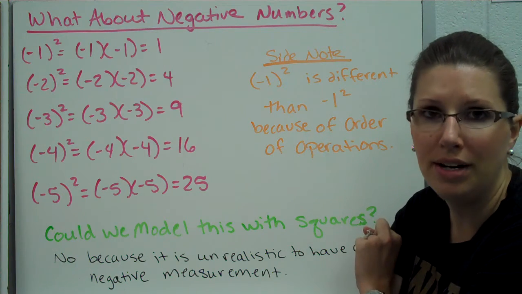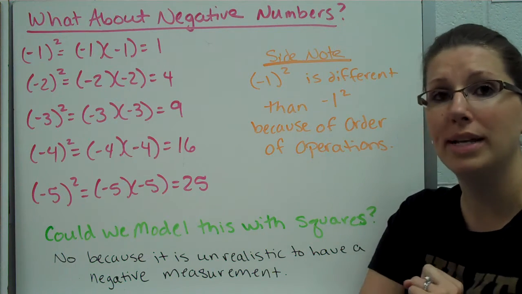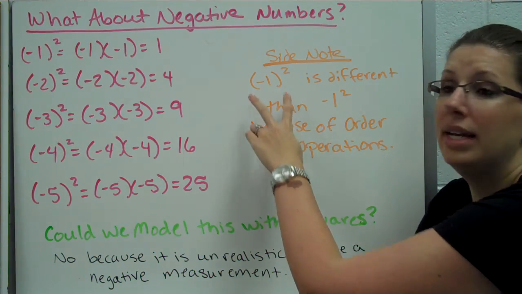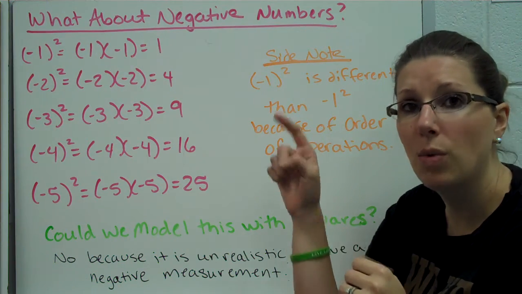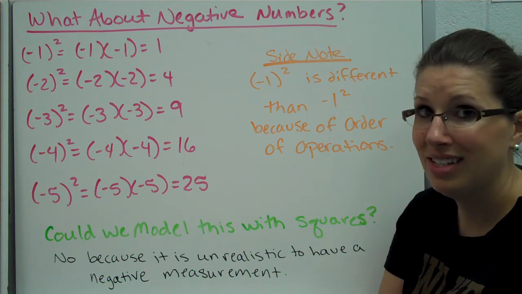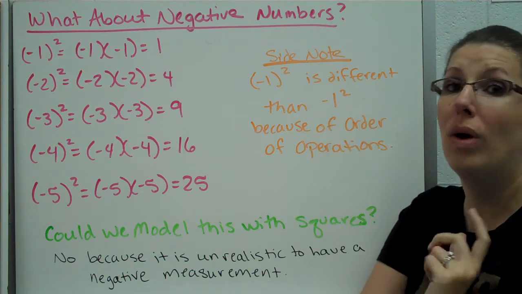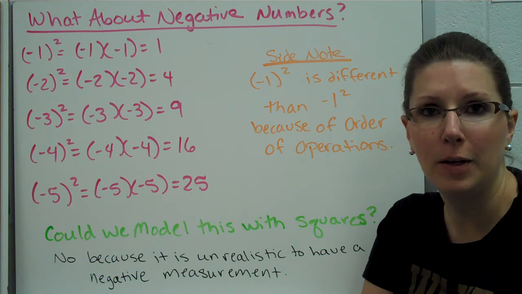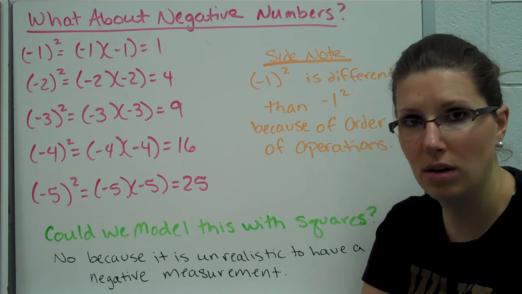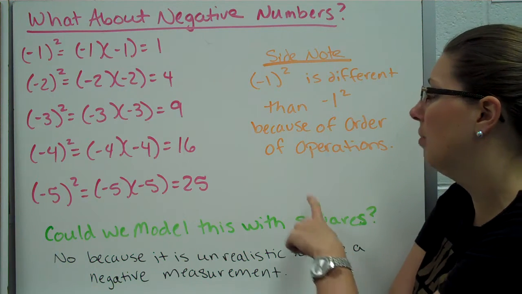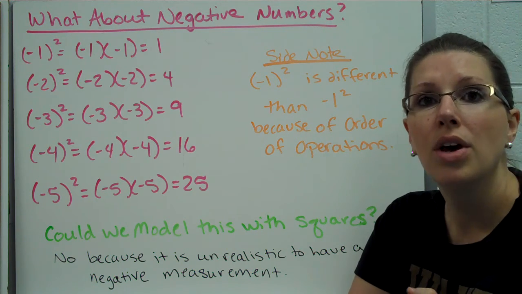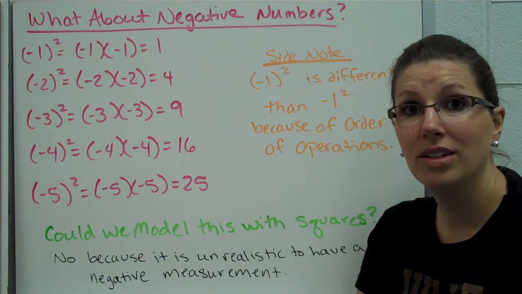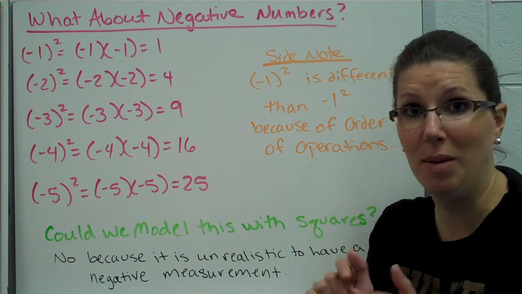Also, just a little side note, something you're really going to want to pay attention to. Negative 1 inside parentheses squared is different than negative 1 without the parentheses squared. If you don't believe me, go ahead and try it in your calculator. You'll get 2 different results. This is because of order of operations. Your calculator uses order of operations to solve the problems that you're typing in.